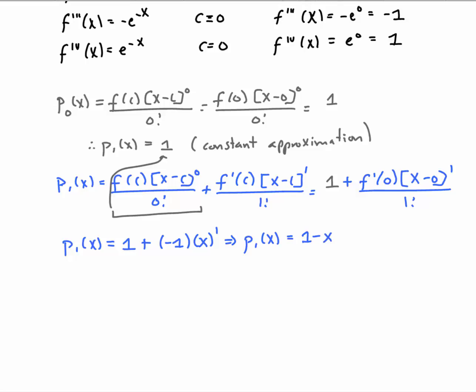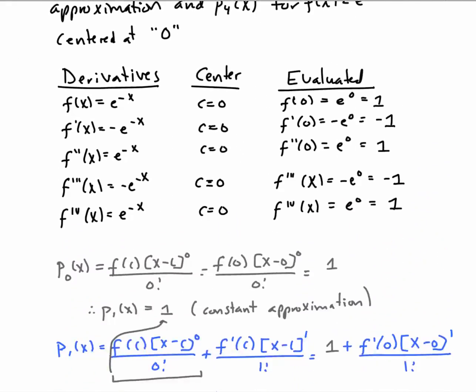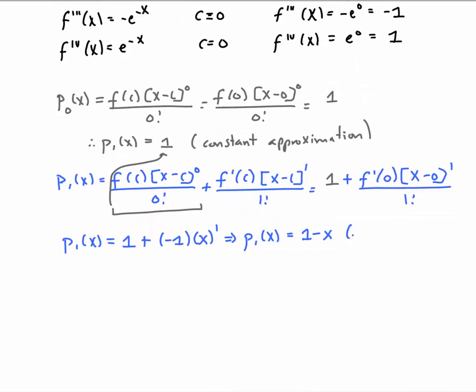Now this is my linear approximation. The reason it's linear is the highest degree on the exponent for my variable is 1. So it creates a straight line. Now again, up here, this creates a straight line as well. This is just y equals 1, but this is a constant, whereas this line has slope to it. So there's P1 of x.